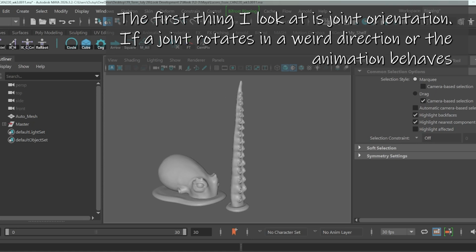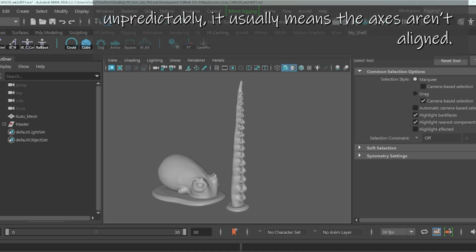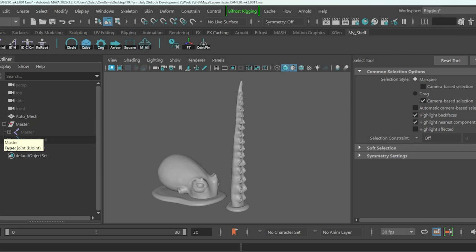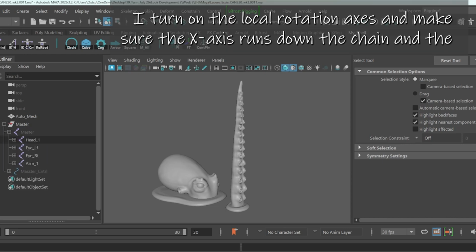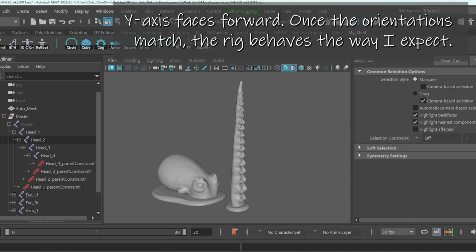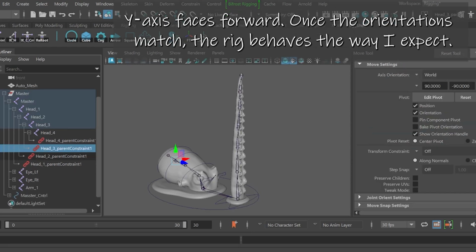If a joint rotates in a weird direction or the animation behaves unpredictably, it usually means the axes aren't aligned. I turn on local rotation axes and make sure the x-axis runs down the chain and the y-axis faces forward. Once the orientation matches, the rig behaves the way I expect.